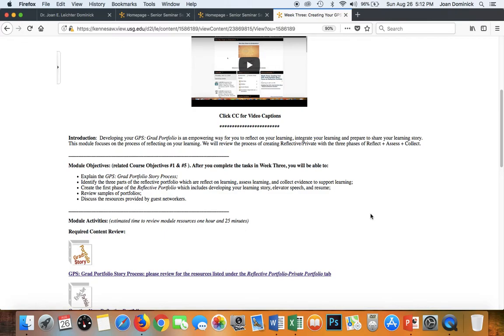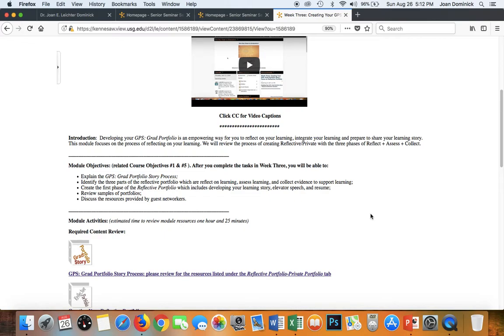We will review the process of creating a reflective, private portfolio with the 3 phases of reflect, assess, and collect. This is the private part of your portfolio, and you will see our first assignment that will be coming up soon looks at the reflective portfolio and walks us through some questions about the process, but we'll talk more about that assignment later. Okay, what are our objectives for this particular module?